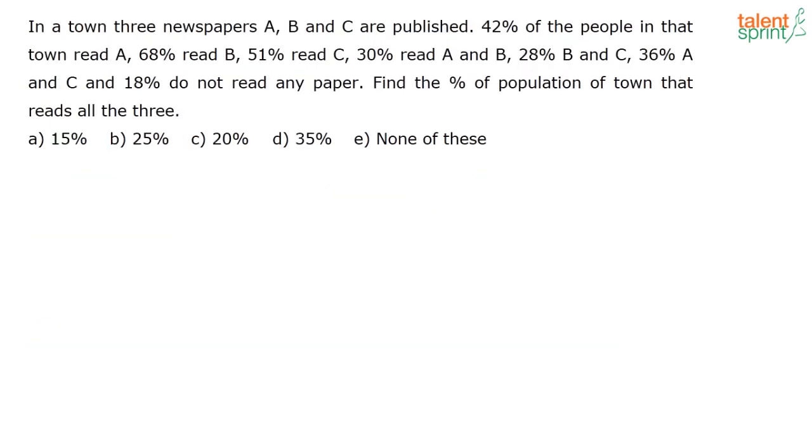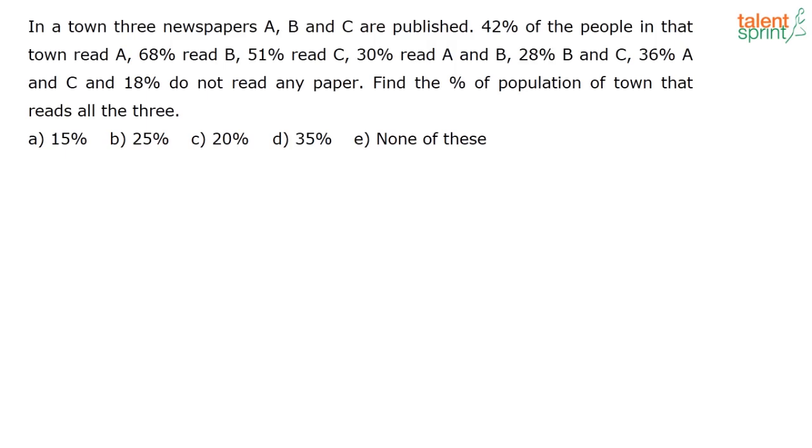In a town, 3 newspapers A, B and C are published. 42% of the people in that town read A, 68% read B, 51% read C, 30% read A and B, 28% read B and C, 36% read A and C, and 18% do not read any paper. Find the percentage of the population in that town that reads all 3.